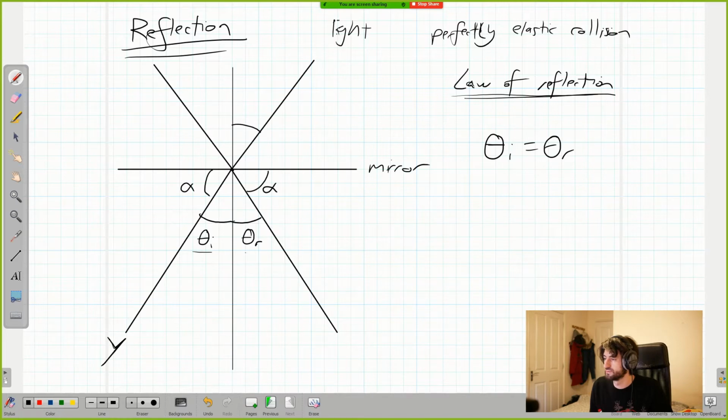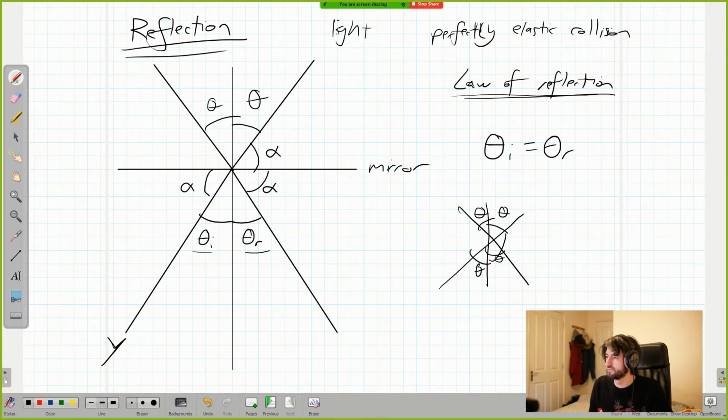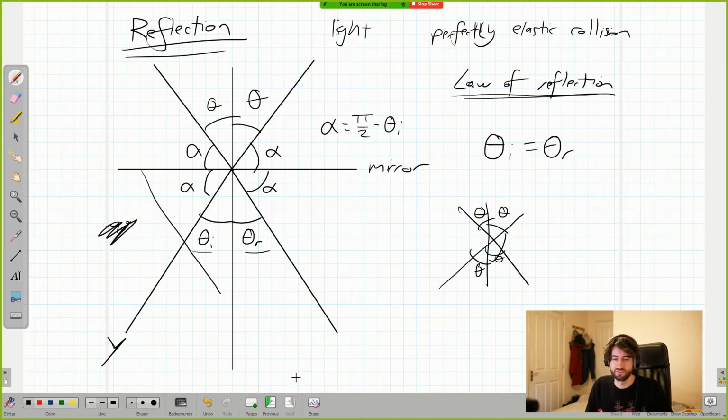So this angle is always equal to this angle, and because of how things work, this angle is always this angle too. And so this angle is equal to this angle, and these are all alpha, where alpha equals pi over 2 minus theta. Because pi over 2, of course, is 90 degrees, but we're not using those anymore. We're talking in pi now. Pi is a quarter turn.